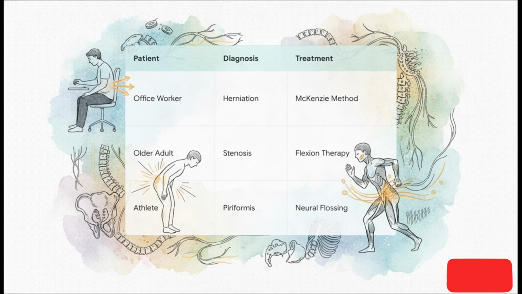For instance, a 35-year-old office worker with a disc herniation, they're going to thrive on that extension-based McKenzie method. But an older adult with spinal stenosis, they need the exact opposite, flexion-based therapy to open up that narrowed canal. Meanwhile, an athlete with piriformis syndrome needs soft tissue work and nerve flossing. One size definitely does not fit all.